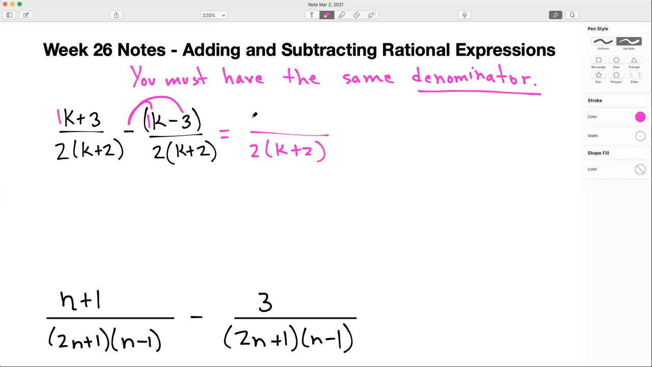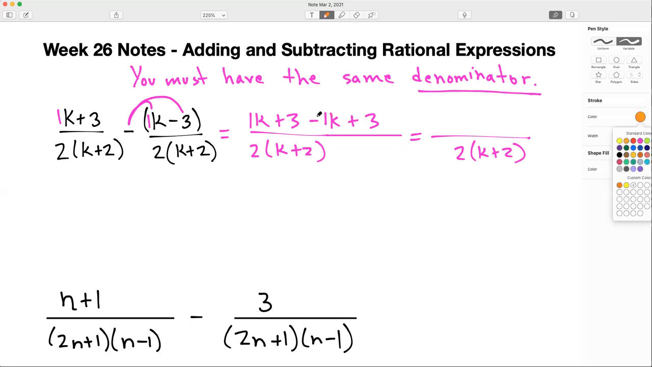Actually, let me just write this whole thing out so that you can see it clearly. So 1k plus 3, and then this would be a minus k, distribute that minus sign, a minus 1k, and then a minus negative 3, which makes it a positive 3. So what does that mean? That means we still have 2 times k plus 2 in the denominator, but in the numerator we have 1k minus 1k. So that means that those cancel out, and then you have a 3 plus a 3, which is a 6 on top.